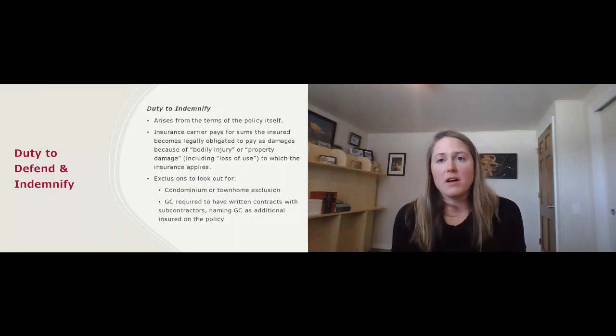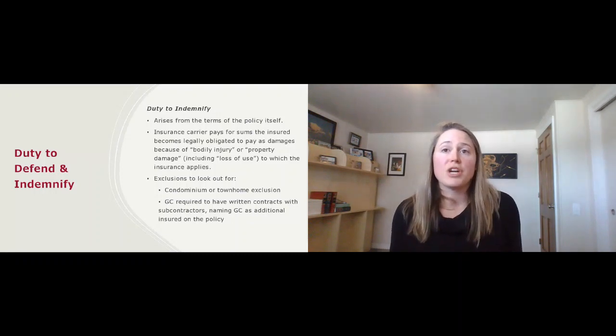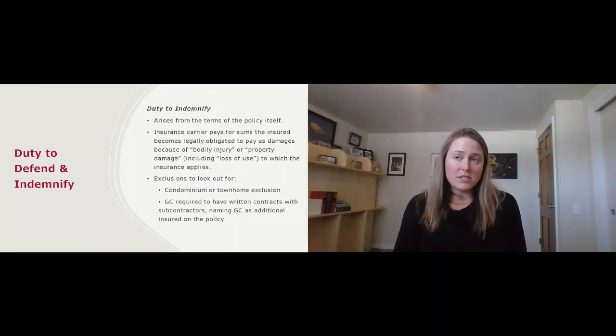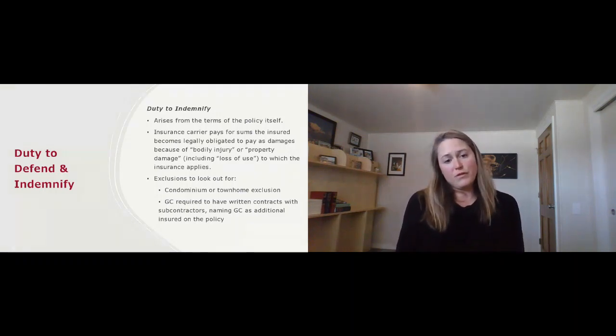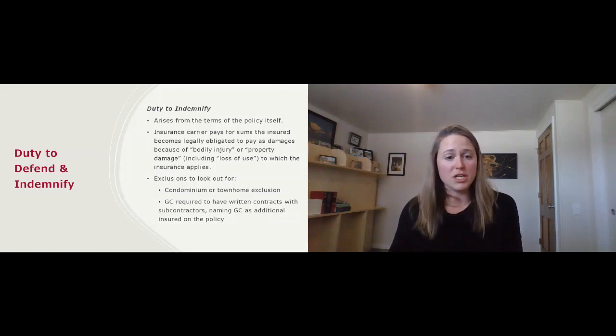Or exclusions in the policy requiring as a prerequisite that the general contractor have written contracts with subcontractors, naming that general contractor as an additional insured on the policy. So for example, if that general contractor has a policy with an exclusion like that, and then they hire a bunch of subcontractors and don't have written contracts, if there's later a lawsuit over that project and there were no written contracts, then that exclusion could apply and the carrier could refuse to indemnify for those damages. But as I said earlier, these exclusions would not apply to the duty to defend. They would be applying only to the duty to indemnify for the actual damages later on.